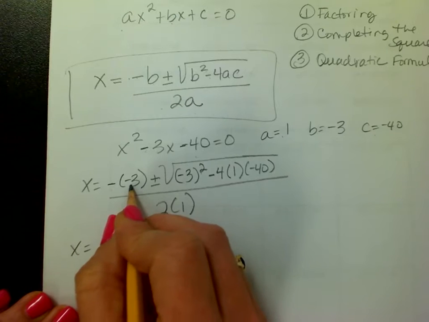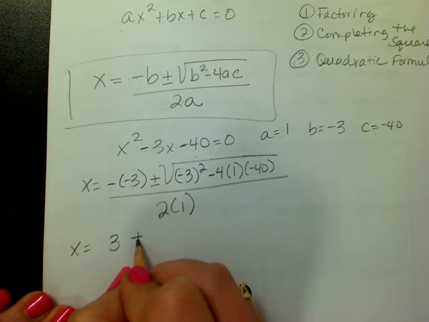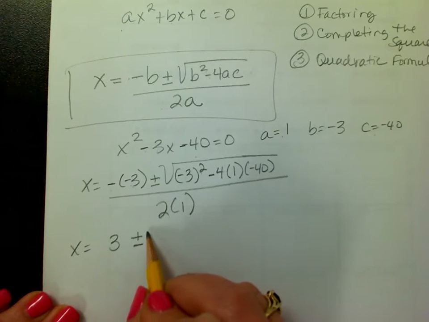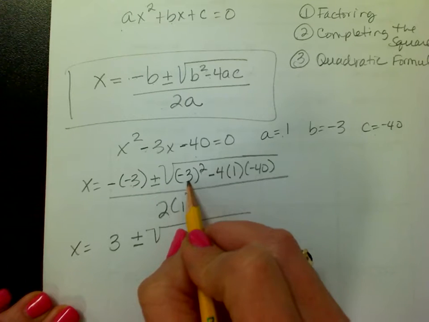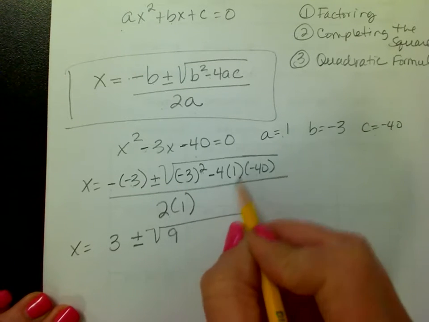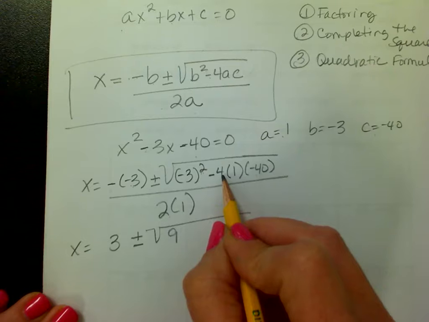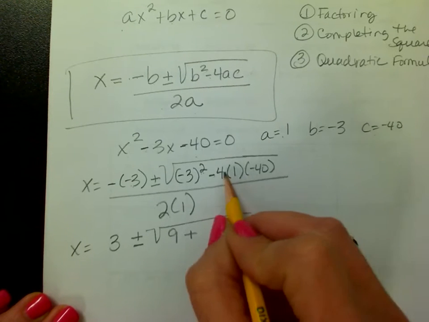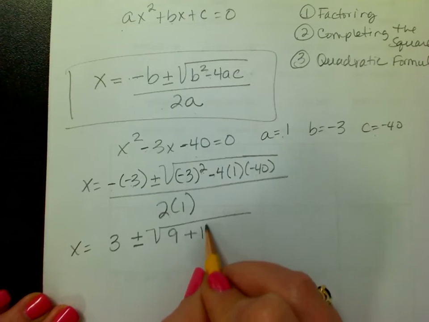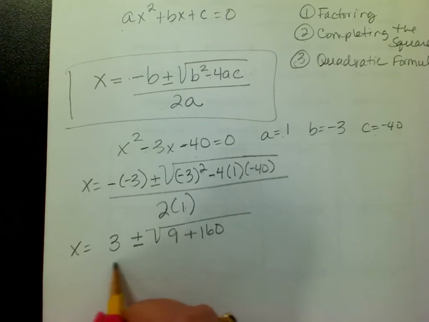So the opposite of negative 3 is 3, plus or minus the square root. Negative 3 squared is 9. Now watch this. You have a negative 4 times 1 times a negative 40. These are both negative, so it's plus. 4 times 40 is 160, all over 2.